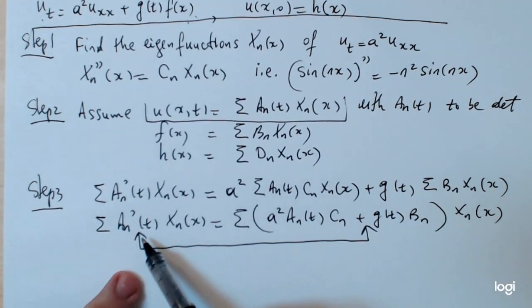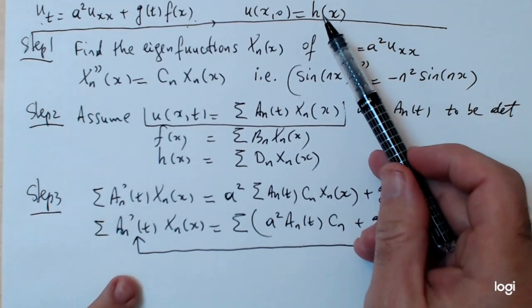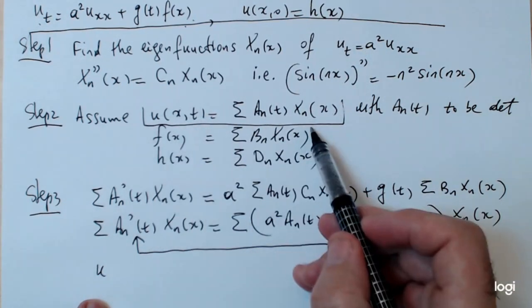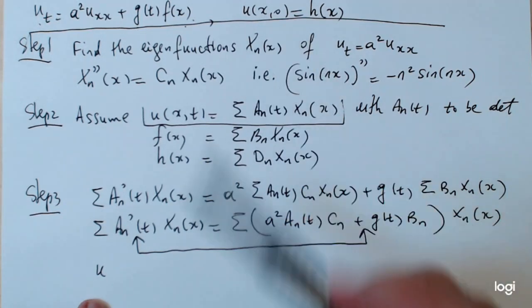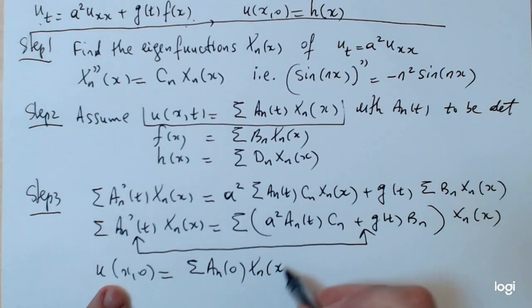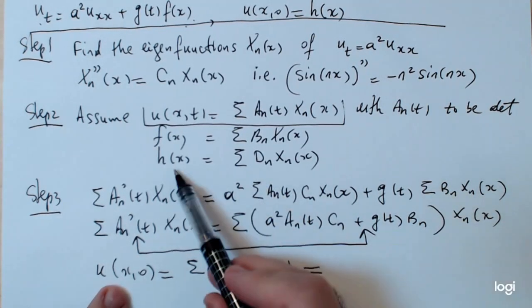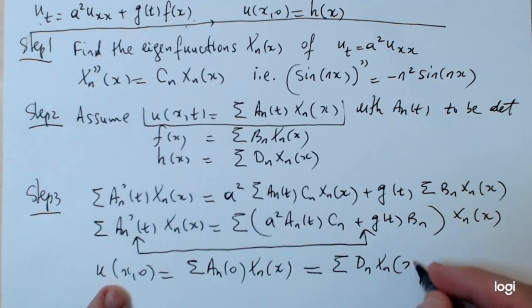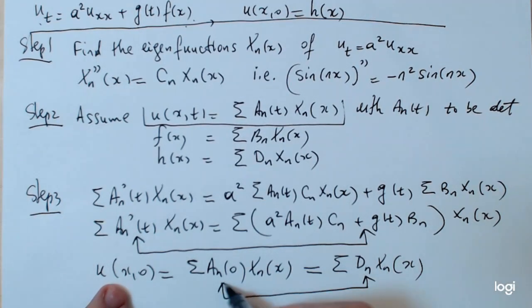Remember, that ODE in an of t will have an initial condition itself, which comes from the initial condition of the problem to begin with. So plug in that format for your u of x, t into the initial condition. So we're going to replace t with 0. So that gives me an of 0, not of t, an of 0, Xn of x, and then match it with the series representation for h of x, which I denoted by dn, summation of dn Xn of x. And that will give you an of 0.